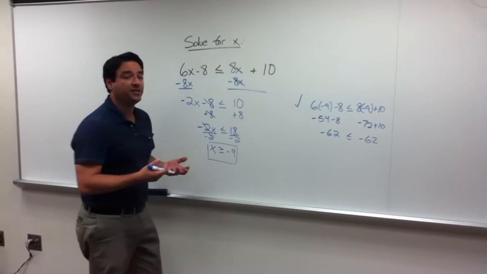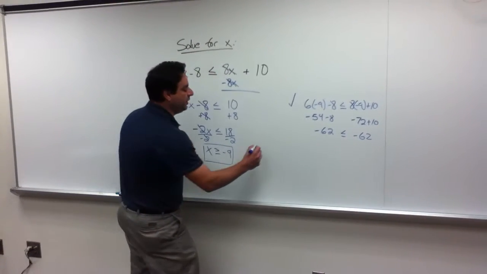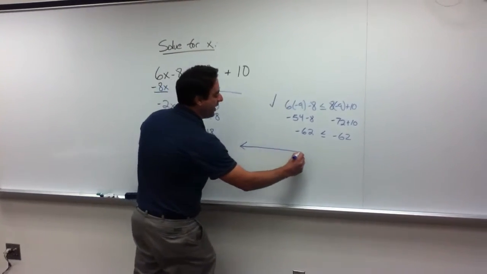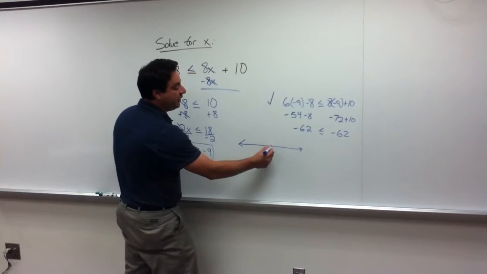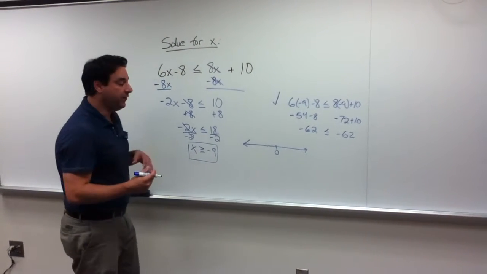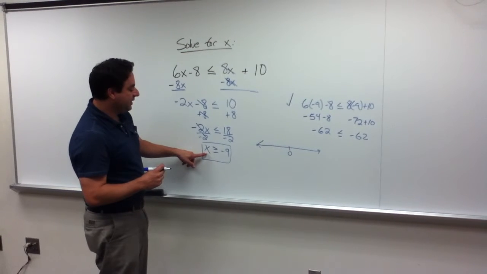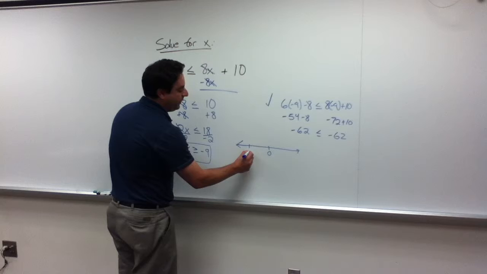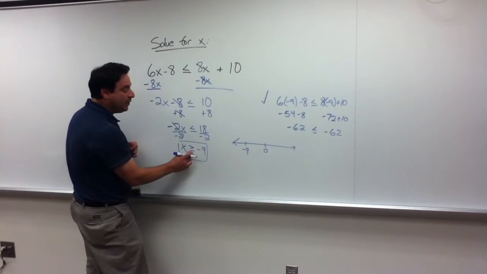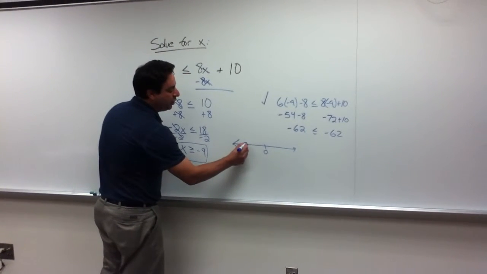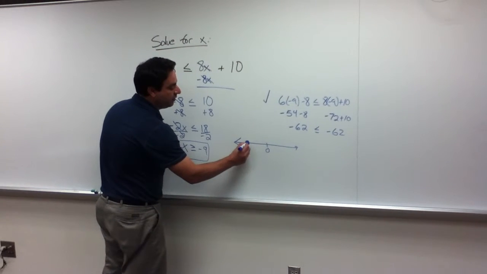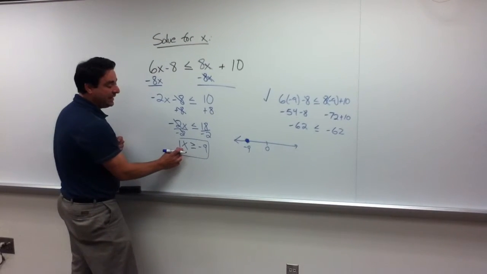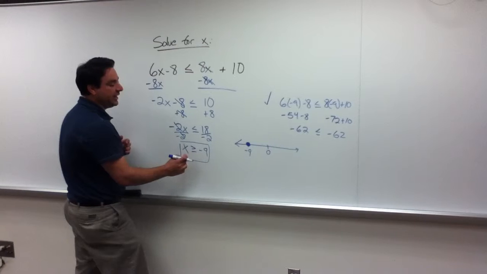This question also asked us to graph the answer. So when I graph the answer, I create a number line. I always like to put the origin in there so I know where I'm starting from. Our answer is everything greater than or equal to negative 9. So the negative 9 would be here. Because it's equal to, I use a closed, filled-in circle. And my answer is anything greater than or equal to negative 9.